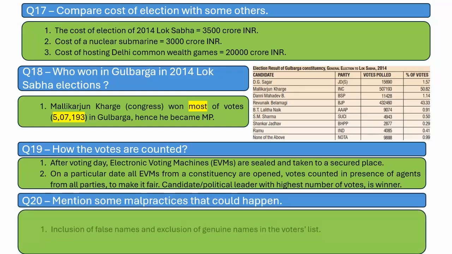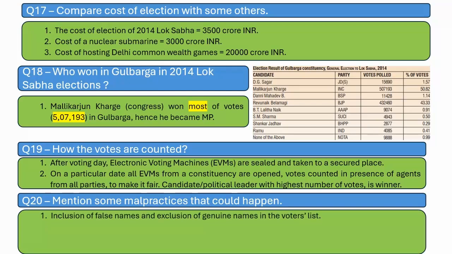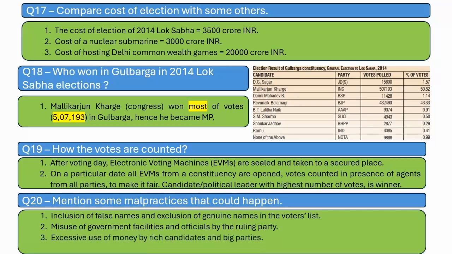Mention some of the malpractices that could happen. Inclusion of false names and exclusion of genuine names in voters list. Misuse of government facilities and officials by the ruling party. Excessive use of money by rich candidates and big parties. Intimidation of voters and rigging on the polling day. So all these malpractices that could happen during election should be stopped.